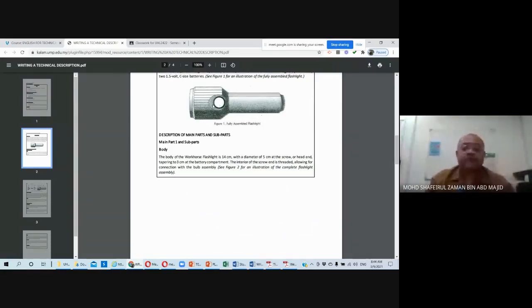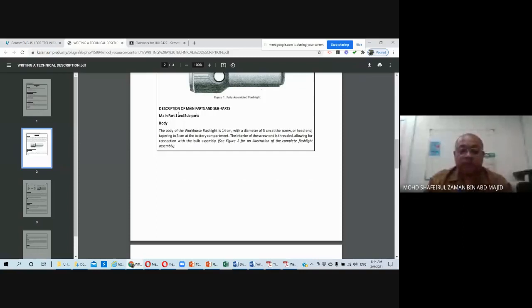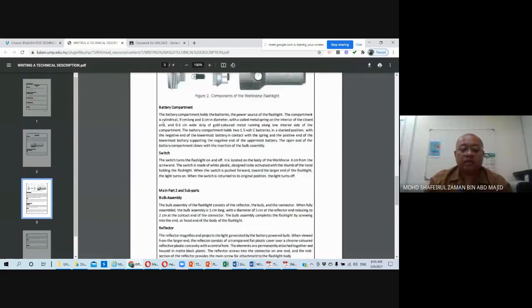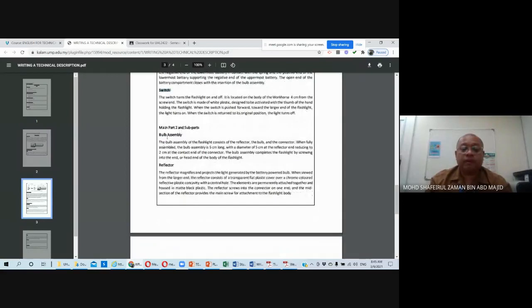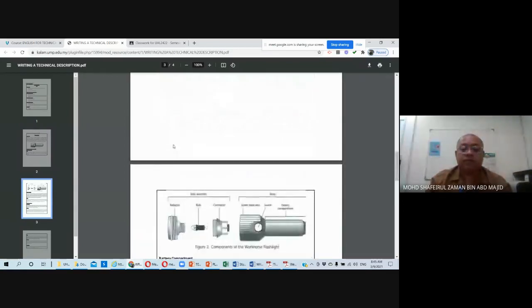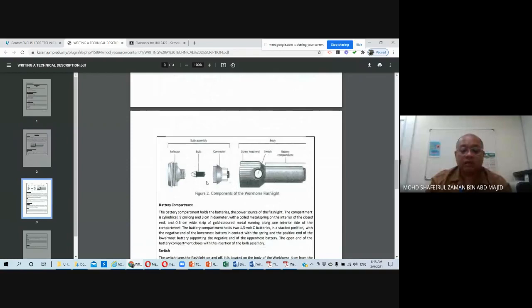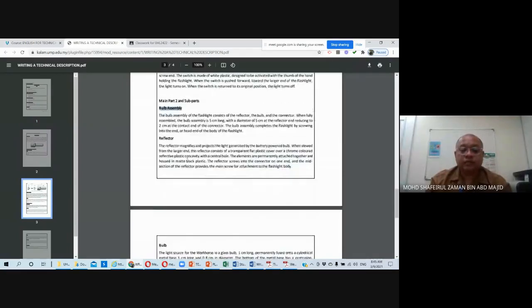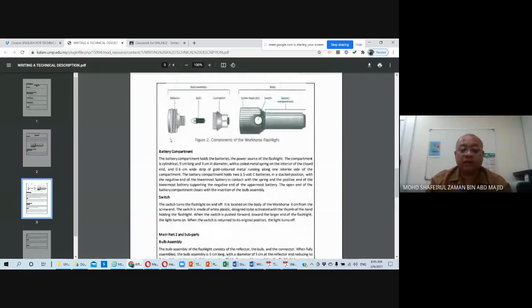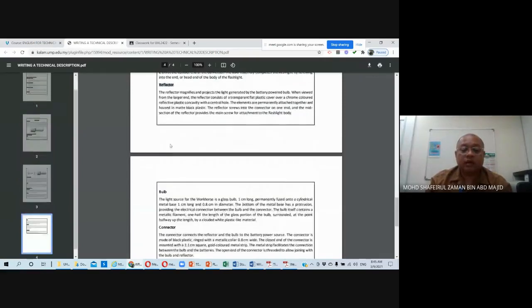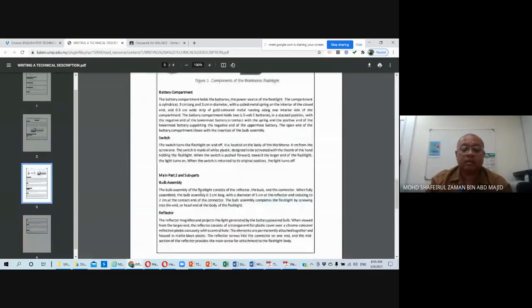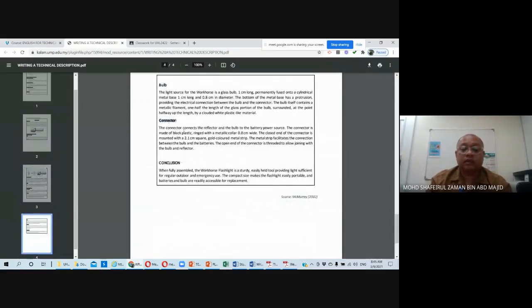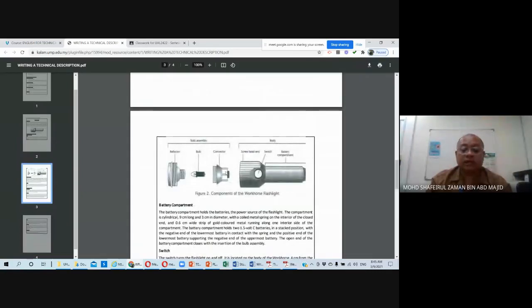Then you describe the main parts and the subparts. For example, the body of the flashlight, the battery compartment, the switch, and it goes to the second main part, the bulb assembly. Where is the bulb? This is the bulb assembly. Then you have the reflector. Where's the reflector? And then you have the bulb itself. Where's the bulb? And lastly you have the connector. This is the connector.